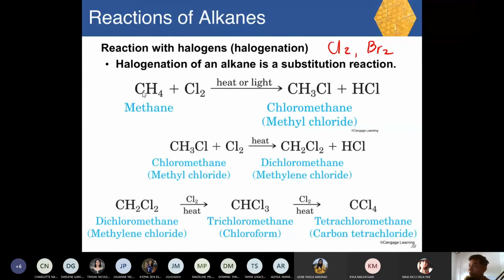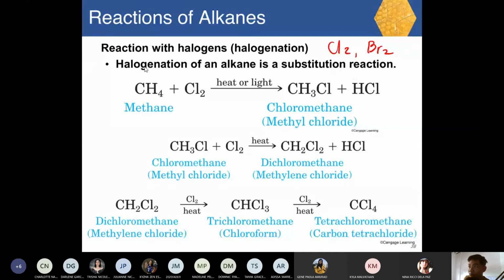Okay, so mangyayari dyan, this is your halogen. Kakabit lang siya sa methane, no? So makikipag-substitute lang siya with the hydrogen, no? Okay, if we further react our halogens, we will have more halogens in our alkanes. Finally, mawawala na yung hydrogen, you will be left with puro chlorine na lang, no? Okay, so mamaya daanan natin to, no? So, halogenation reaction is a substitution reaction.